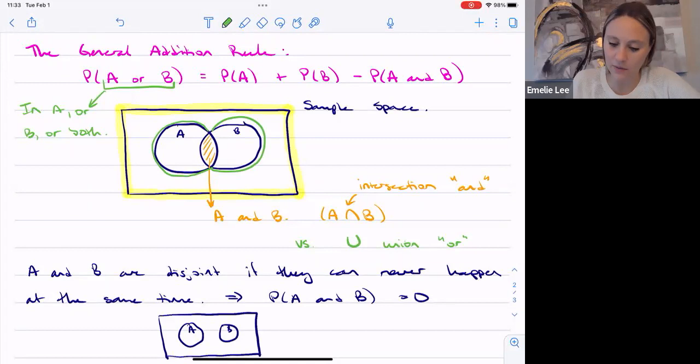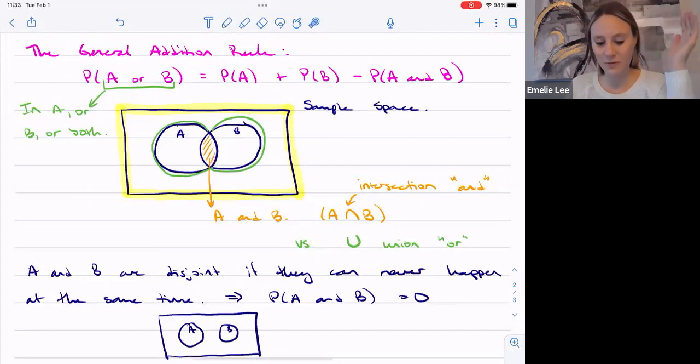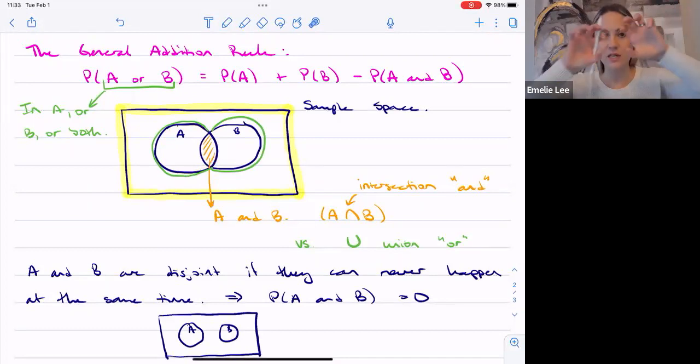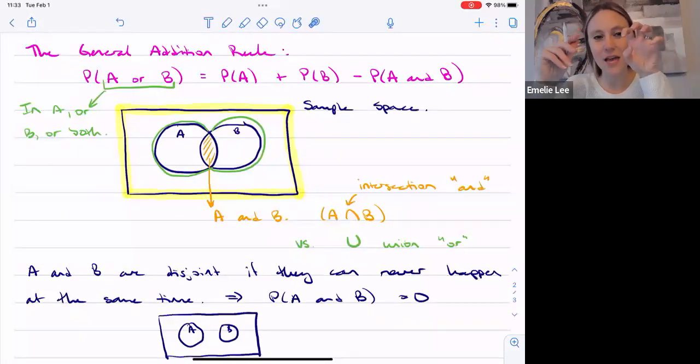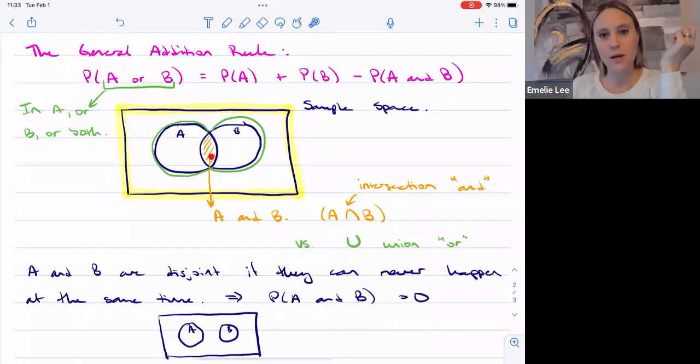Now, if we think about the circle of A being the probability of A, then if we want to find the area in these kind of, I don't know, eyeballs, right? Then if I take the probability of A, right, so here, plus the probability of B, then I've counted this overlap twice, and that's a problem, right? But we can easily fix that by kind of shaving it down to be on one level, and that's why we subtract the overlap.